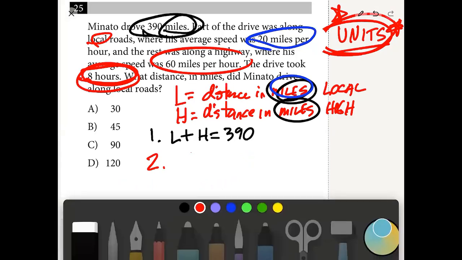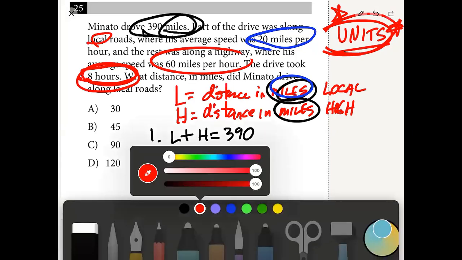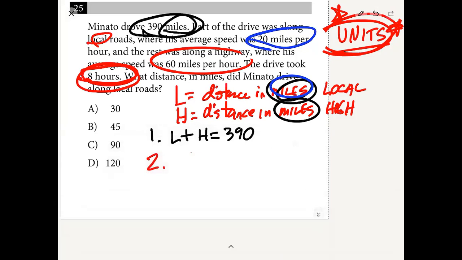So my second equation is going to have, I'm going to make this red. It's not going to be 20 miles per hour. It's going to be 1 over 20 times L, right? So when I multiply the distance in miles times that rate, all I'm going to have left are hours, which is what I want. And we're going to do the same thing for the distance and the rate, the speed on the highway. So instead of using 60 miles per hour, we're going to go 1 hour. Every hour we're going to travel 60 miles, and we're going to multiply that times h.